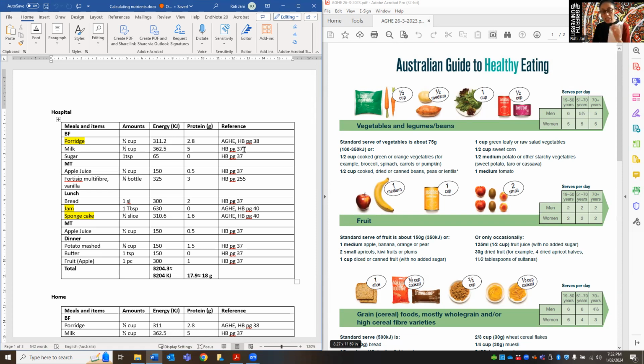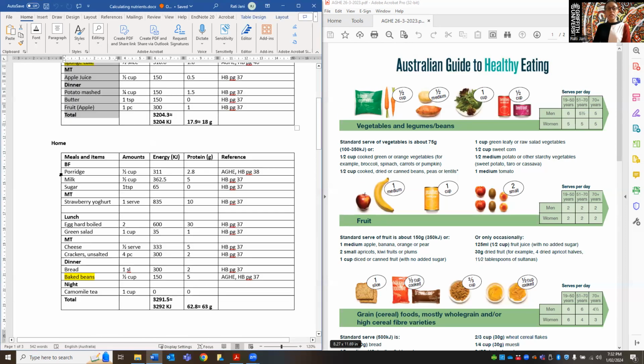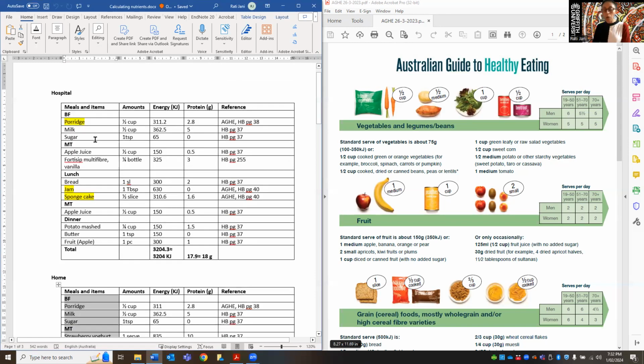This is the case study that we used in the week 1 and 2 workshop. This is the diet that the patient is eating in the hospital, and this is the diet that the patient is eating at home. Where did I get this information from? This is from the medical chart. This information is already available to you on Canvas in your workshop module.